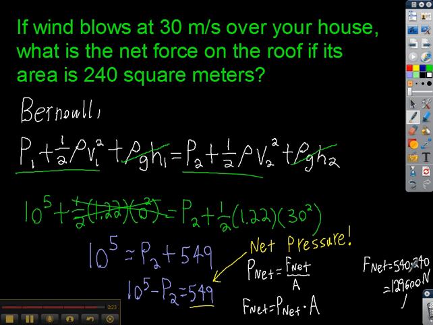So you get 129,000 newtons. And remember, there's 4.5 newtons to a pound. So if you divide that by 5, that's how many pounds of upward force you have on this roof. And now you can believe why some tornadoes lift the roofs off of Walmarts.